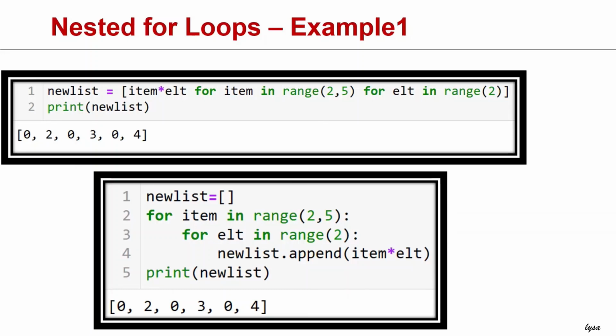So initially item will have the value 2, element will continuously change between 0 and 1, and item is multiplied with element. When we write it as a list comprehension, the same way we write for item in range of 2, 5, for element in range of 2, the same syntax follows here. And of course, the expression to be evaluated for both is given in the expression.